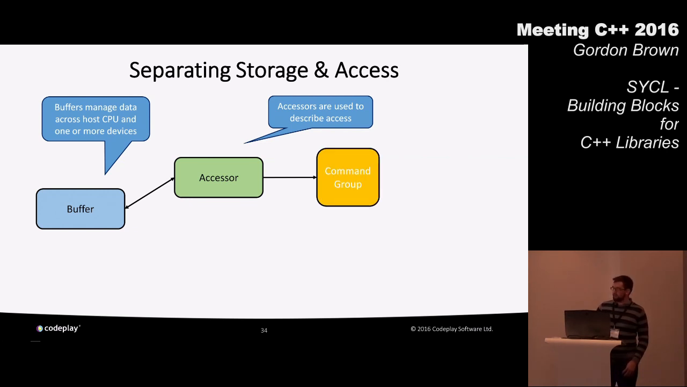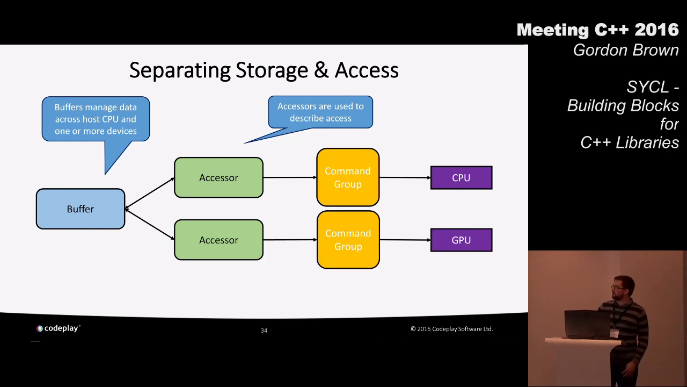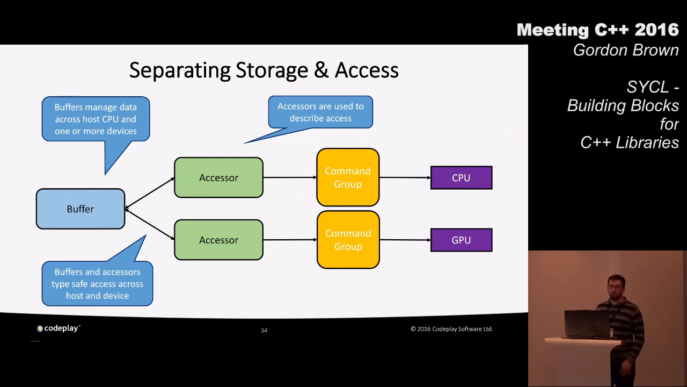This accessor is constructed within the command group for a particular device. But you can have multiple accessors from your buffer, so you can also have another one to access on the GPU, for example. And the buffers and accessors are type safe, so this provides type safety when you're passing data across to the device.